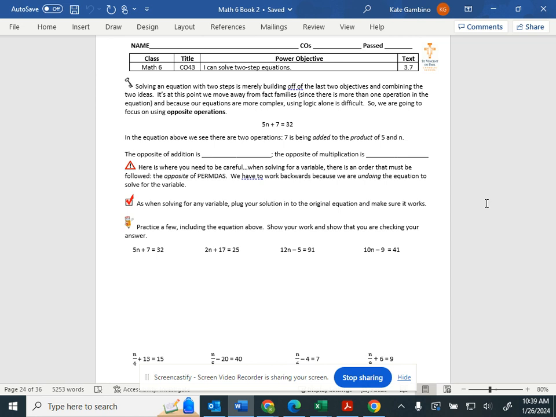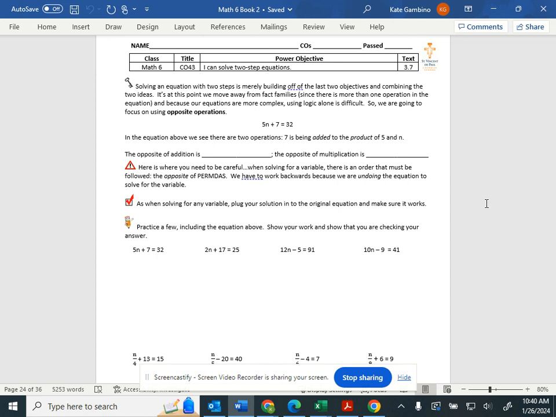Okay. So CO43, I can solve two-step equations. So we've solved one step. What do we have to do when we're multiplying with the variable, dividing with the variable? Remember how we do that opposite operation? Whatever we do to one side, we do to the other side with those opposite operations. Well, now we're throwing in two steps. Solving an equation with two steps is merely building off the last two objectives and combining the two ideas.